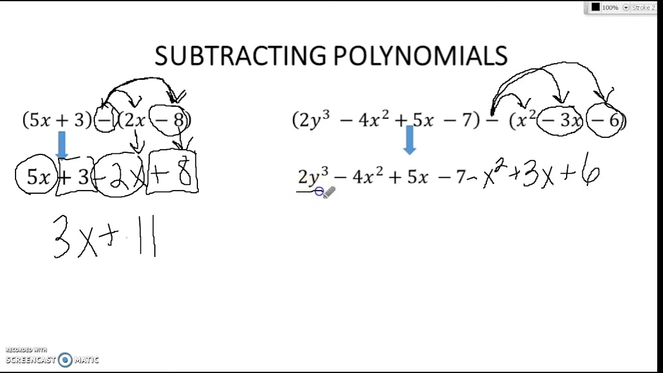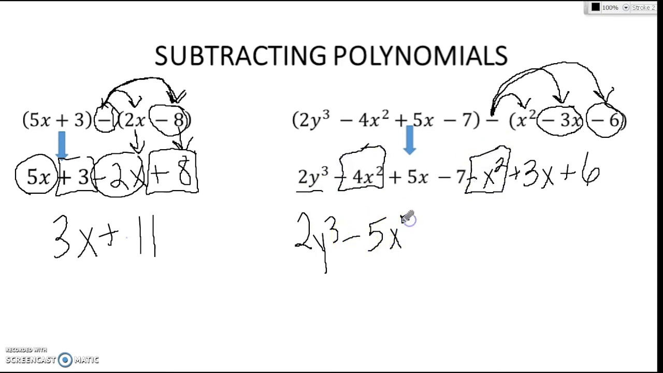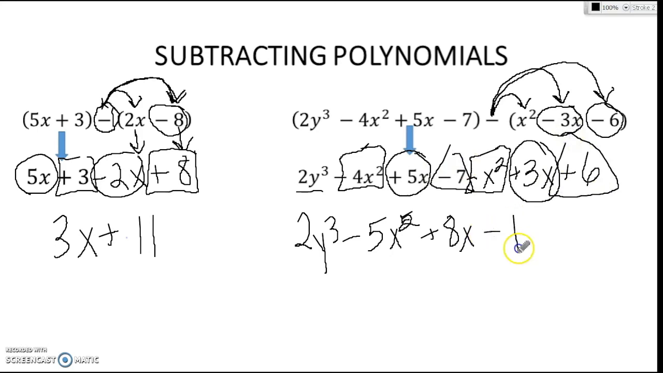Again, same thing. We have our 2y to the third. We have our negative 4x squared and our negative x squared. That's going to give me a negative 5x squared. We have our plus 5x. We have our plus 3x. That's going to give me plus 8x. And we have a minus 7 and a plus 6. That's going to give me a minus 1.